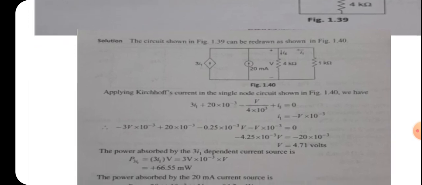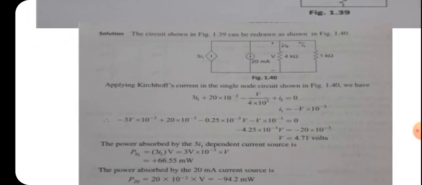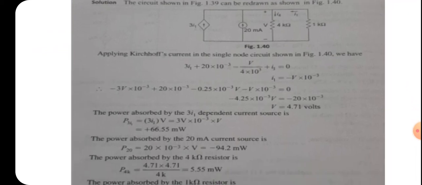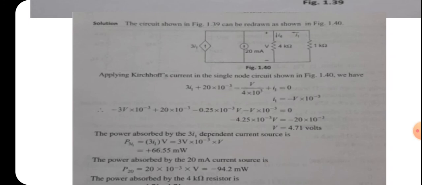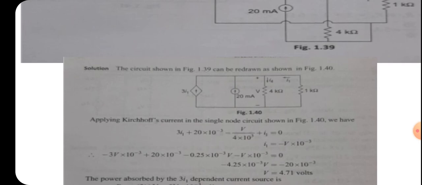So first we applied Kirchhoff's current law and got the voltage value V, so that we can find out I4 as I4 is equal to minus V by 4 into 10 raised to 3. But before solving this, you know that there is another unknown quantity I1 in that equation. What is I1? I1 is equal to the current through the 1 kilo ohm resistor.